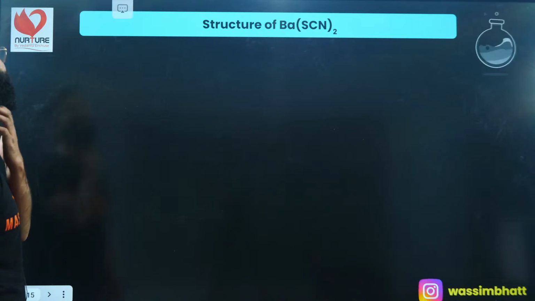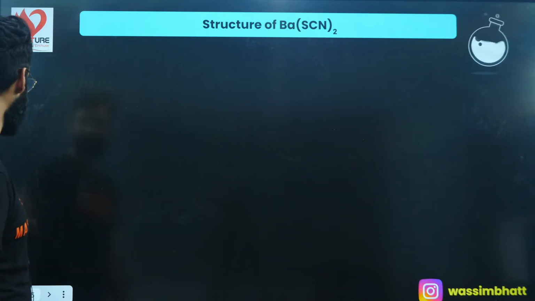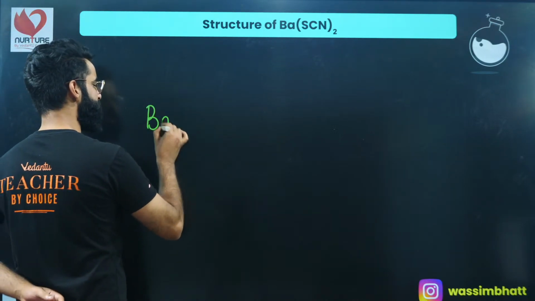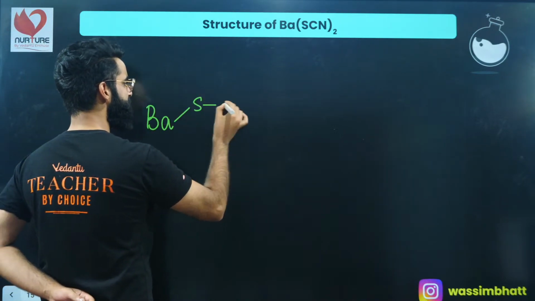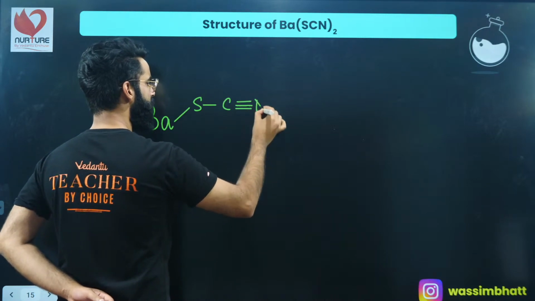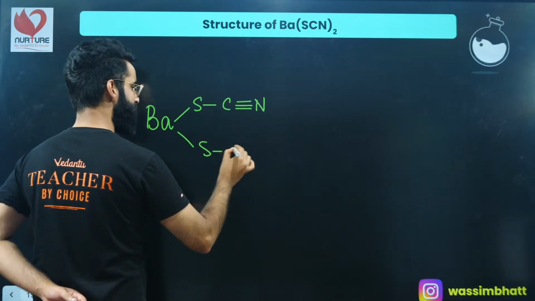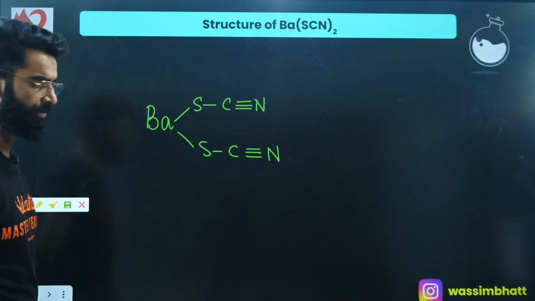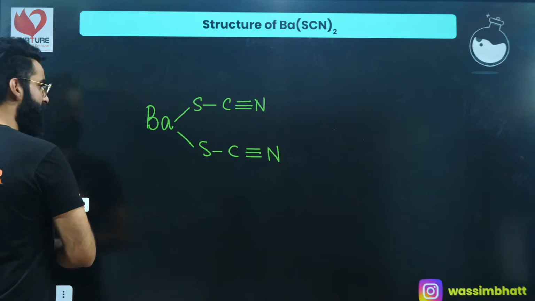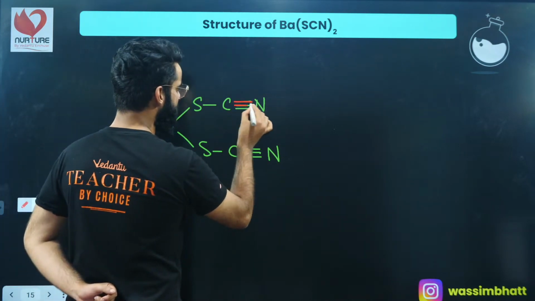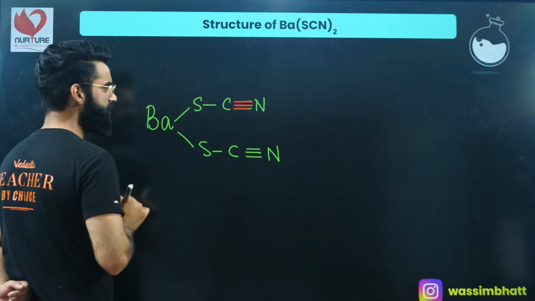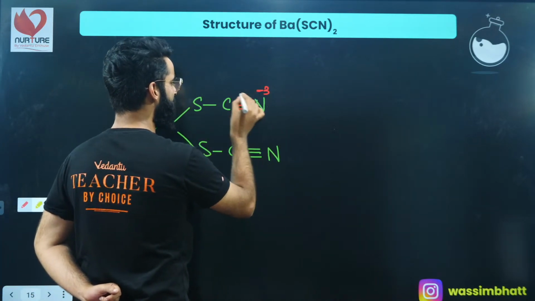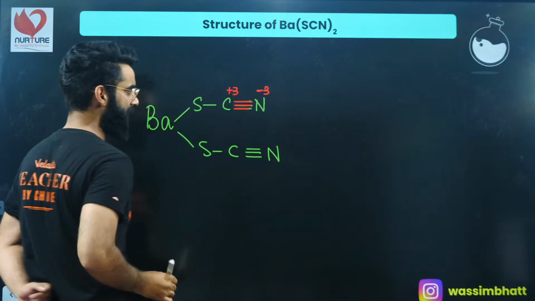Structure of Ba(SCN)2, right? Well, people, this is the structure of Ba(SCN)2. This is Ba, this is S, this is C, this is a triple bond to nitrogen, this is S, this is C, this is a triple bond to nitrogen over here. Well, guys, if you look at this triple bond between carbon and nitrogen, nitrogen being more electronegative is going to attract all the 3 bonded pairs of electrons towards itself, due to which it will have -3, and at the same time carbon will have +3, right?